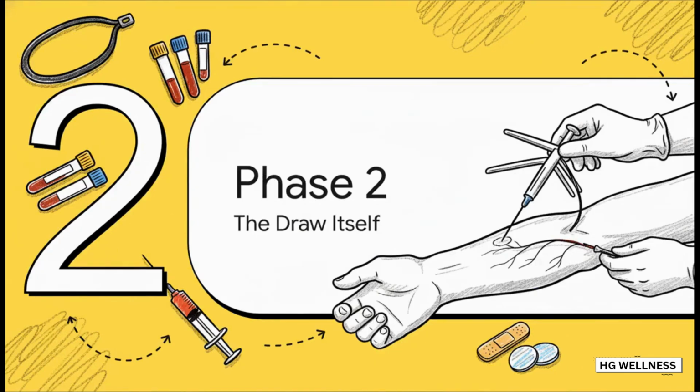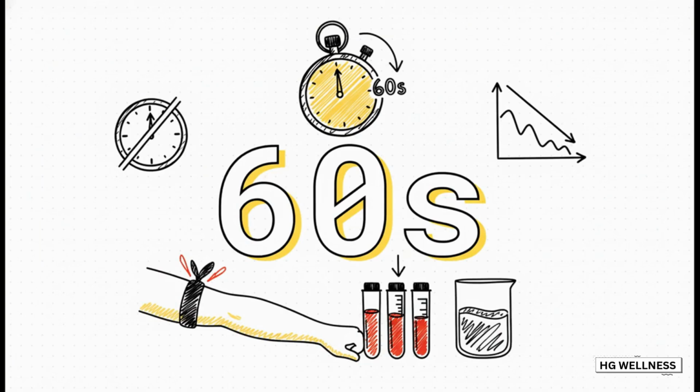All right, we've got a solid foundation. Patient ID is confirmed, communication's clear, now we're ready for the technical part. Welcome to phase 2, the draw itself. Here, we're focusing on the equipment and the technique. Let's start with just one number, 60. 60 seconds. That is the absolute maximum amount of time a tourniquet should be on a patient's arm. Not a second longer. Why?